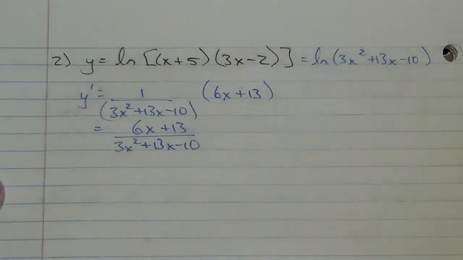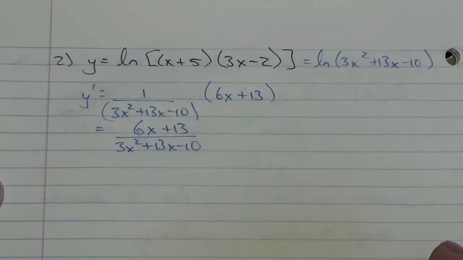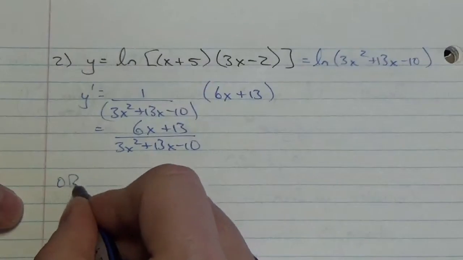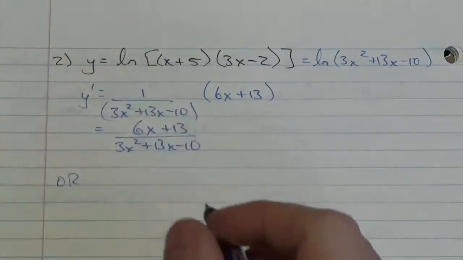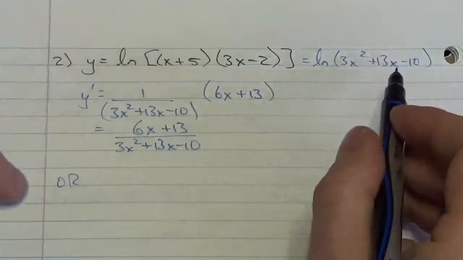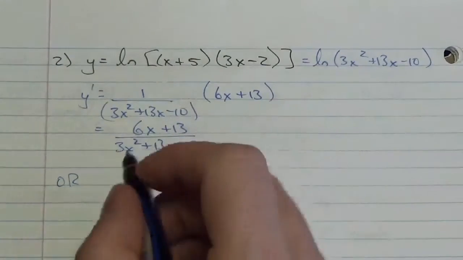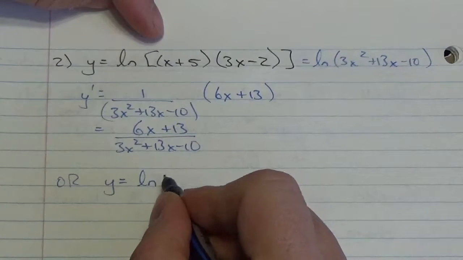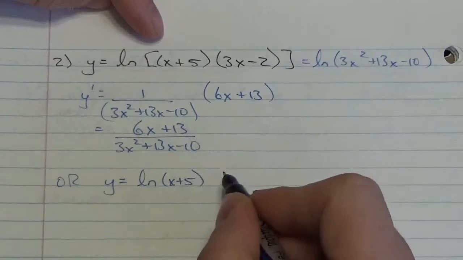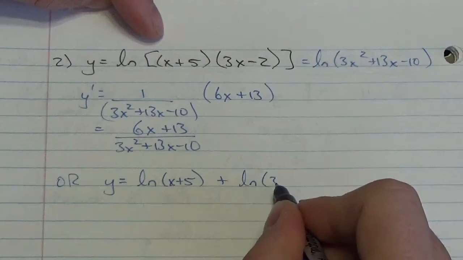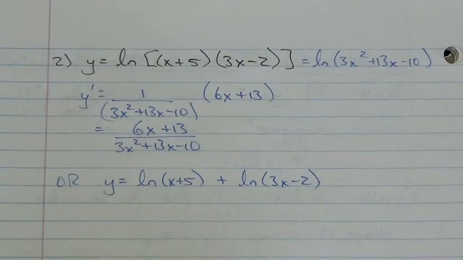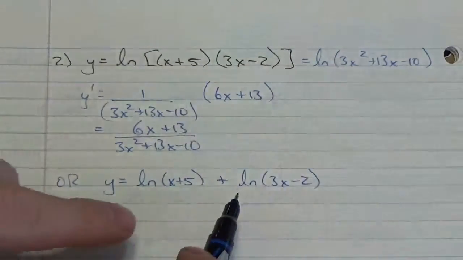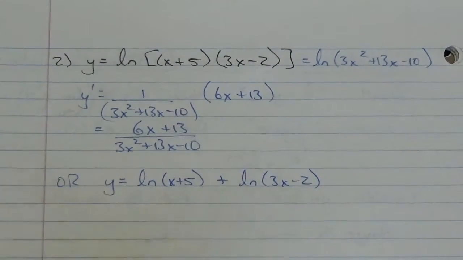You don't have to do it that way. Another way that you could do this would be to once again make use of the laws of logarithms. This is why I wrote it out like that, by the way. You could expand that out and take the derivative, or realize that this is equivalent to the natural log of x plus 5 plus the natural log of 3x minus 2. That multiplication within a logarithm can be rewritten as addition between two separate logarithms.